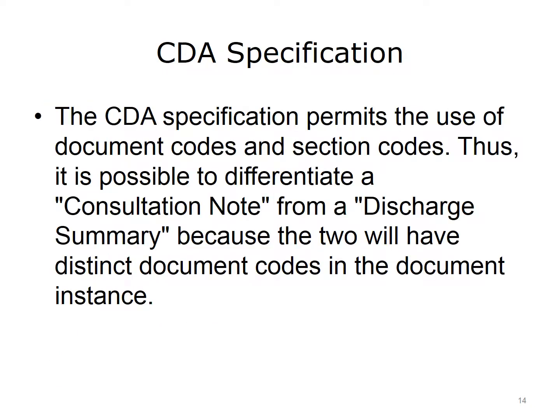Slide 14. The CDA specification permits the definition of many documents and identifies them by assigned codes. Sections within the document can also be identified by codes. Thus, it is possible to differentiate a consultation note CDA from a discharge summary CDA because the two will have distinct document codes in the document instance. An HL7 template provides a formal mechanism to say that a particular consultation note or discharge summary must contain certain sections, or that an assessment or plan section must contain certain observations.